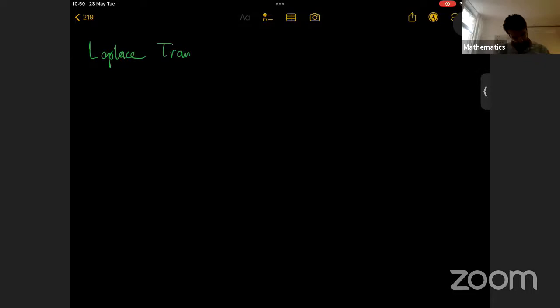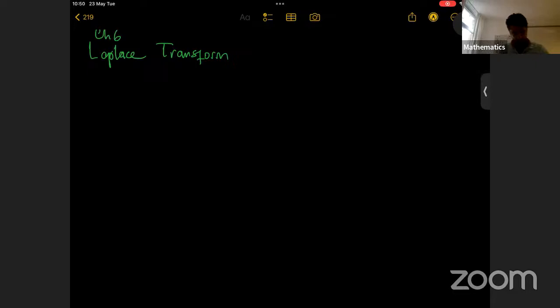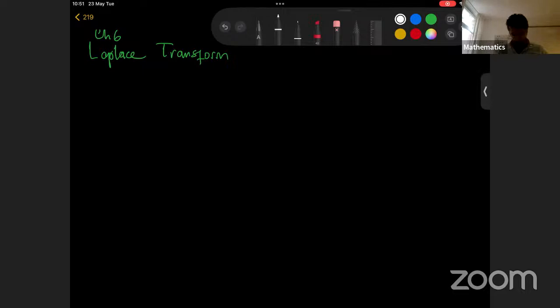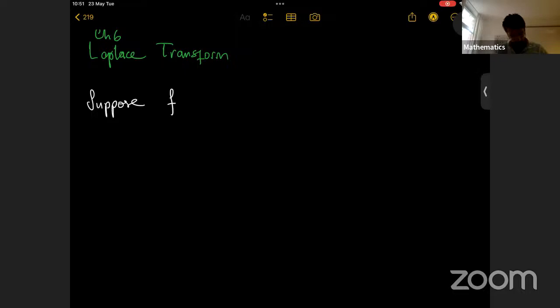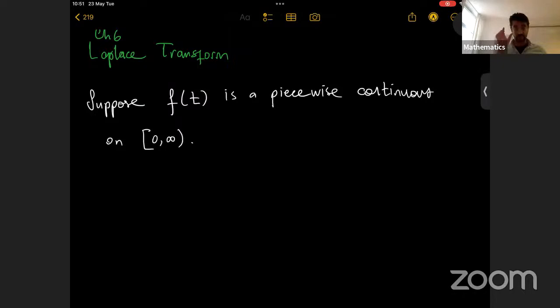All right, Laplace transform. This is chapter six in the book. So suppose we have a function f of t. It's piecewise continuous on the interval 0 to infinity. Piecewise continuous means on each interval it's continuous. You may have discontinuity points, but each piece is a continuous function, okay?